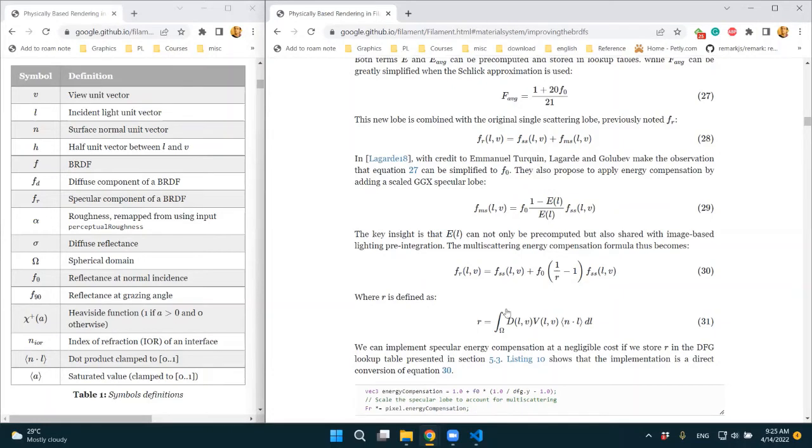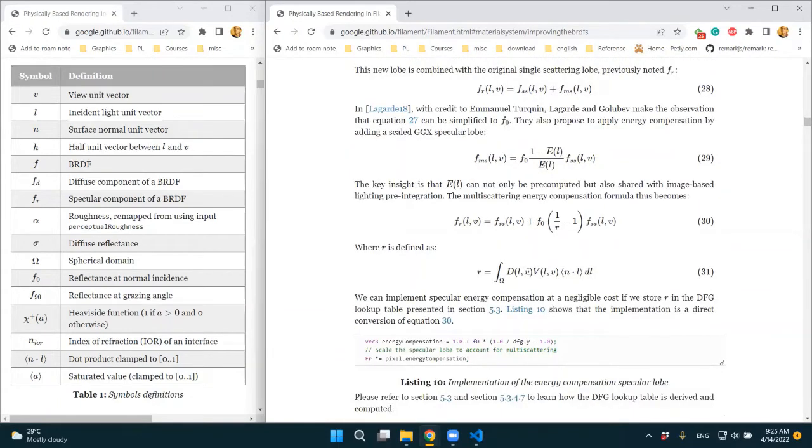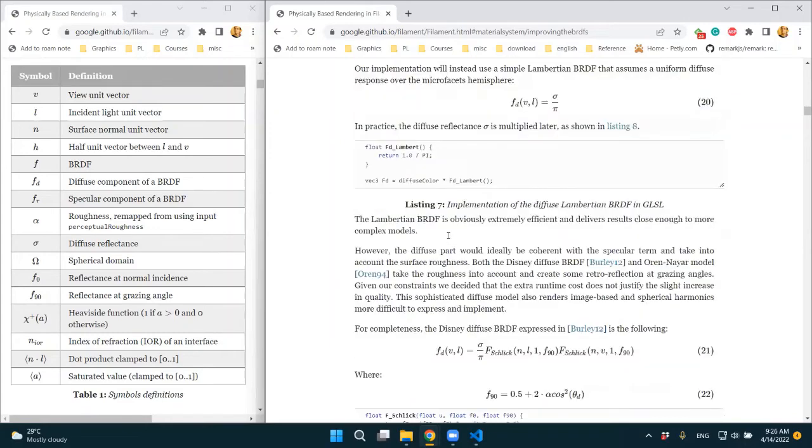Wait, what are D and V? Do they pull those out of somewhere? I think D is the distribution and V is the visibility range. It's the two terms we talked about earlier, from last week. Wait, really? Yeah, D is definitely the distribution.